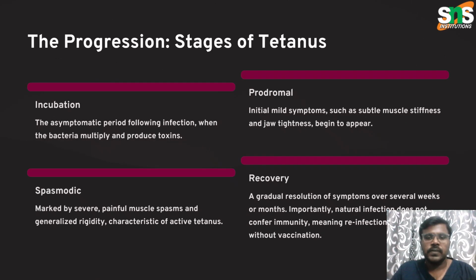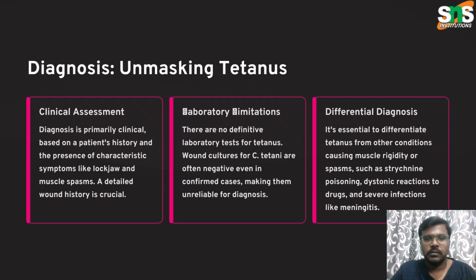There are four stages: incubation, prodromal, spasmodic, and recovery. The incubation stage is the asymptomatic period following infection. In the prodromal stage, initially mild symptoms such as subtle muscle stiffness and jaw tightness occur at the beginning. In the spasmodic stage, we see severe painful muscle spasms and generalized rigidity. Recovery is the gradual resolving of the symptoms.